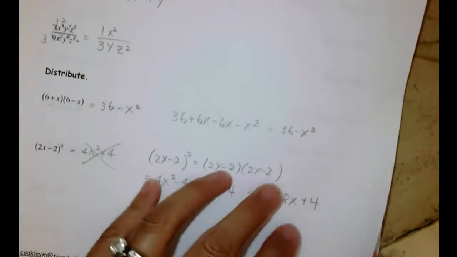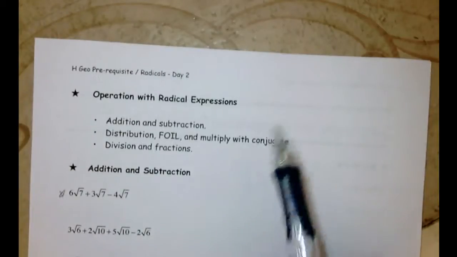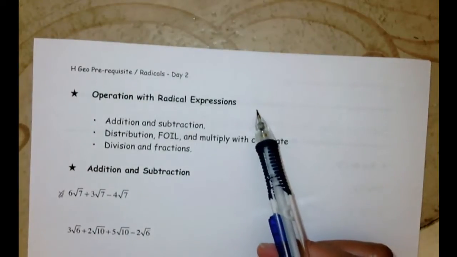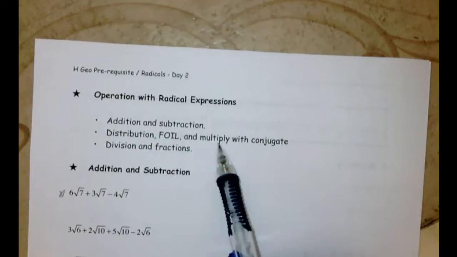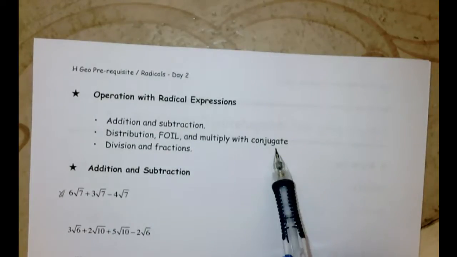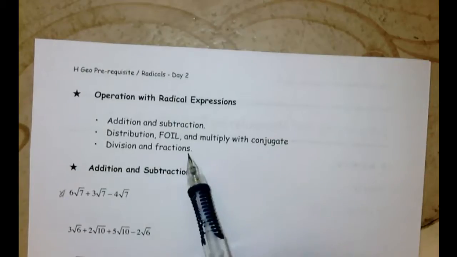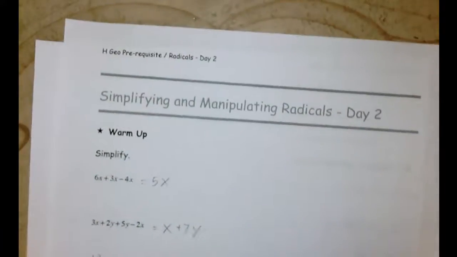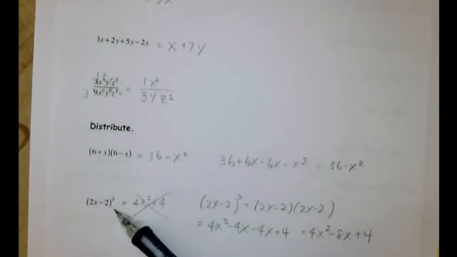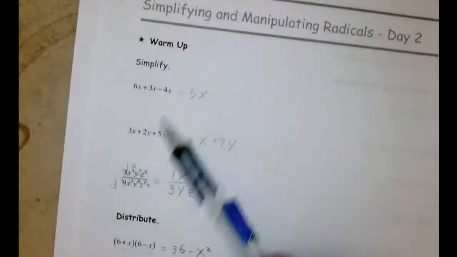Okay, so done with the warm-up. Let's go into today's topic. Operations with radical expressions: addition and subtraction, distribution, FOIL, multiplying with conjugate, and division and fractions. So it's the same operations that we did here, with divisions, right? This is FOIL, multiplying with conjugate, adding and subtracting.